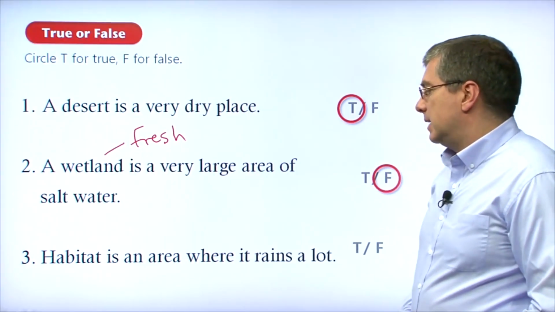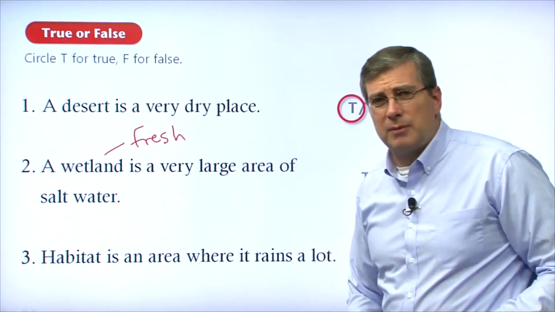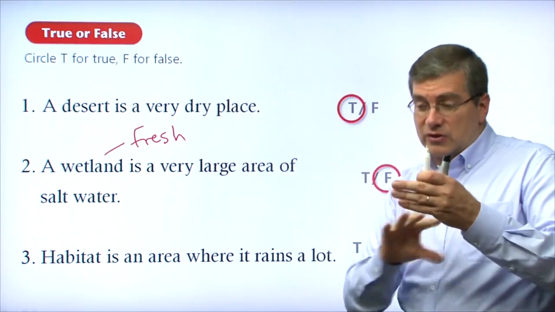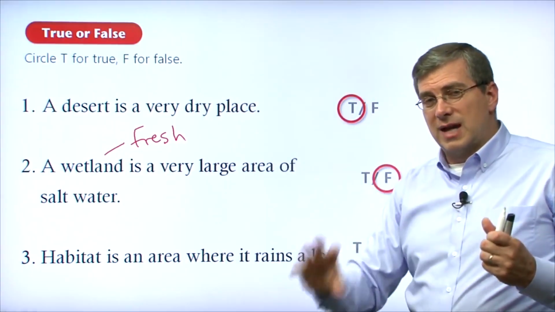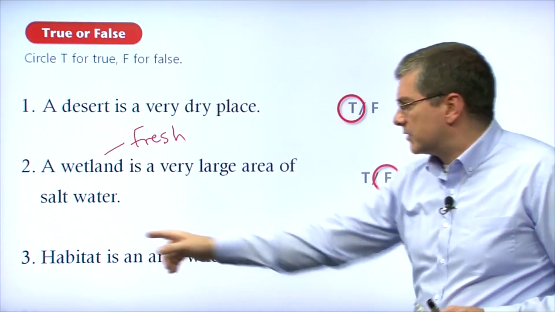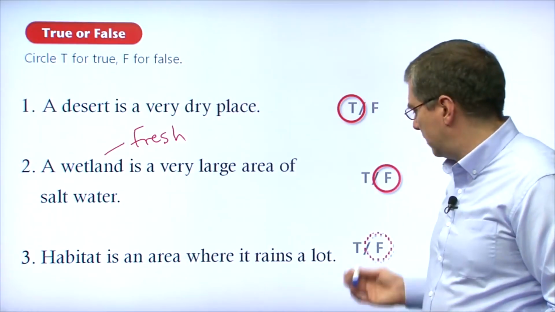3. Habitat is an area where it rains a lot. Is that true or not? Remember, I made a special point about habitat. Habitat is a special word that describes different areas, right? So habitat is a super word. Forest, desert, rainforest, wetland. These are all types of habitats. So habitat is an area where it rains a lot. That's not true, right? That would be false.